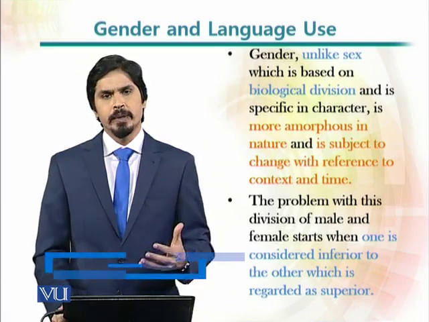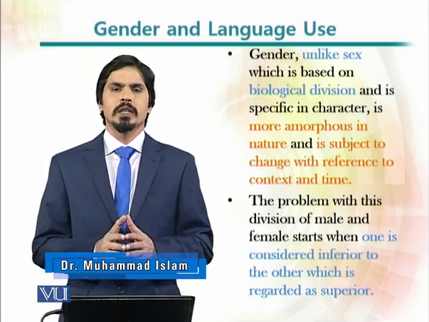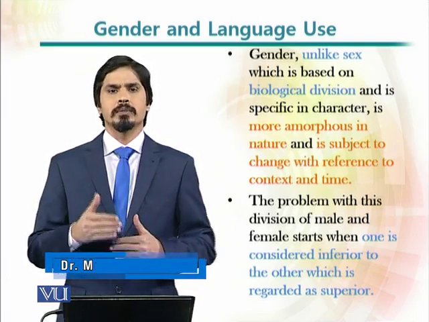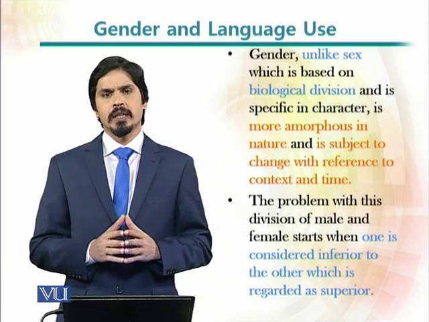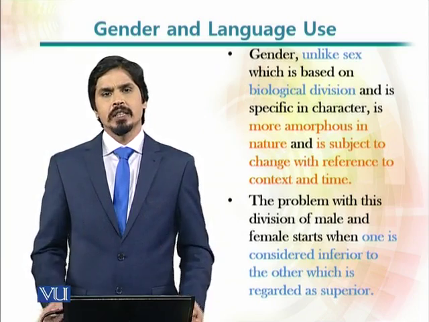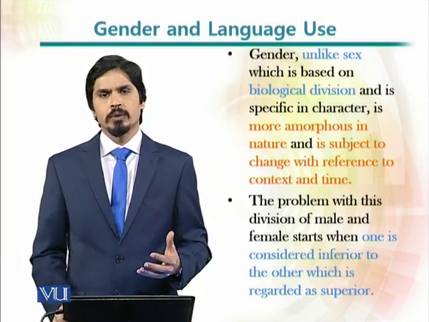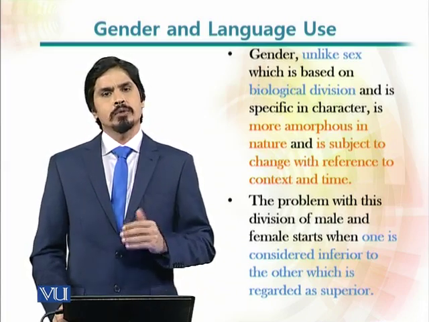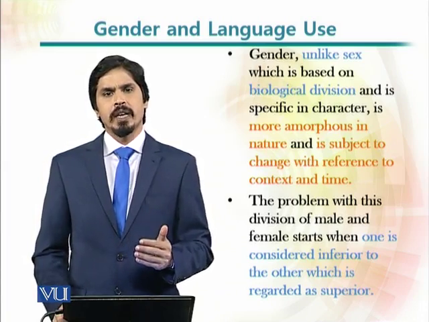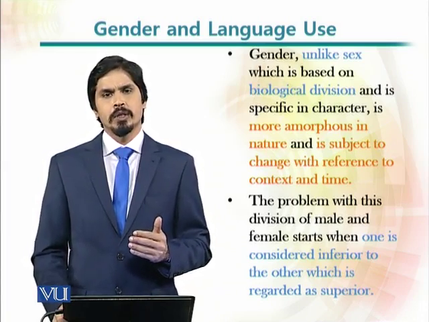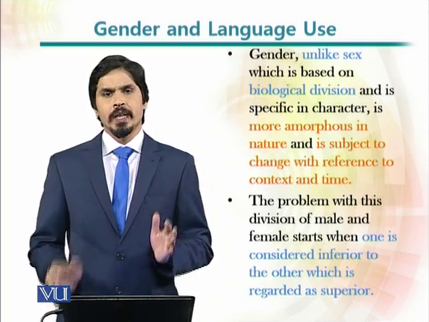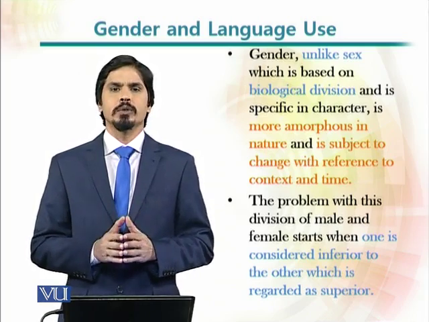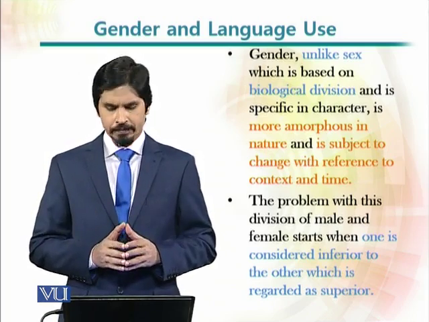Gender, or the difference based on gender, is quite different from the word sex, because sex is defined biologically. One is male or female by their physical making, whereas gender is quite amorphous as compared to the sexual variation, and it's quite social, and it may change or vary from situation to situation or from context to context. So gender is a socially constructed entity as compared to sex, which is biologically defined.